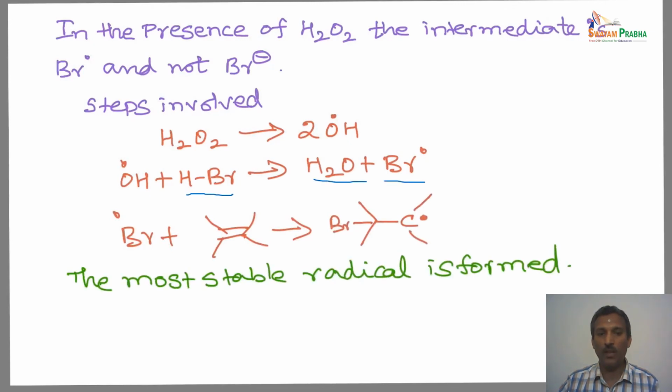The bromine radical now adds across the double bond to give a carbon radical. The stability of this carbon radical decides where the bromine will add, whether it will add to the first carbon or the second carbon. The decision is based on the stability of the resulting carbon radical. In other words, the most stable carbon radical is formed.